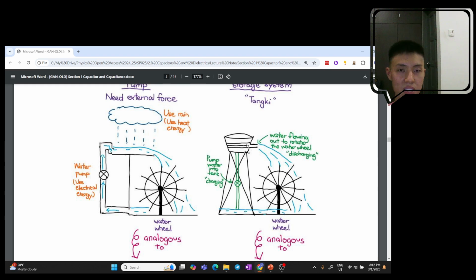stored in the tank here. If you want to discharge it, you will open up this pipe over here. You open the tap, then let water flow out. So when water flows out, the water will flow from a higher region to a lower region. So the high region to lower region will cause the water to lose gravitational potential energy, right? The gravitational potential energy lost is actually transferred to rotate the water wheel.